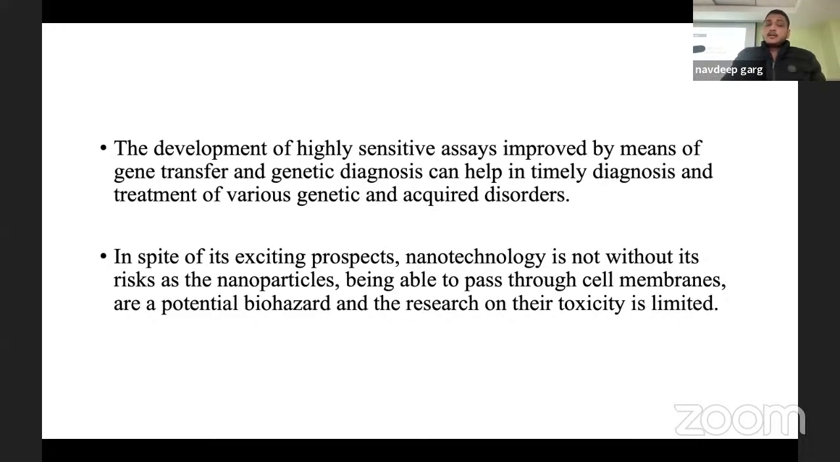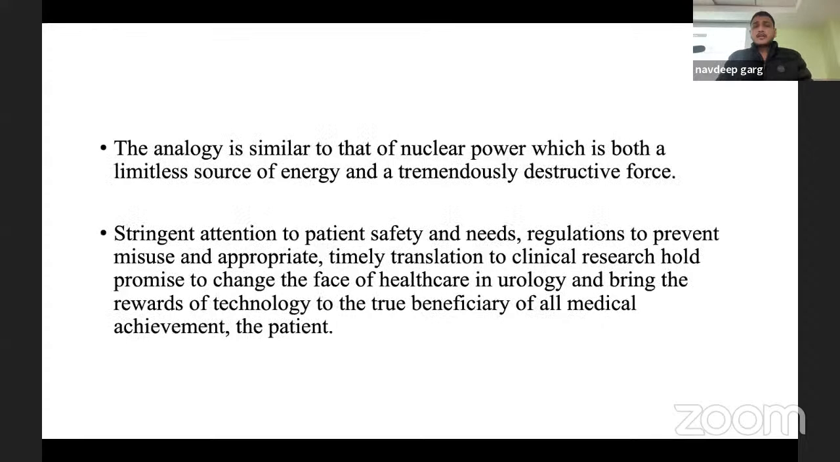In spite of its exciting prospects, nanotechnology is not without its risks, as nanoparticles which are able to pass through cell membranes are a potential biohazard, and the research on their toxicity is very limited. The analogy is similar to that of nuclear power, which is both a limitless source of energy as well as a tremendously destructive force.